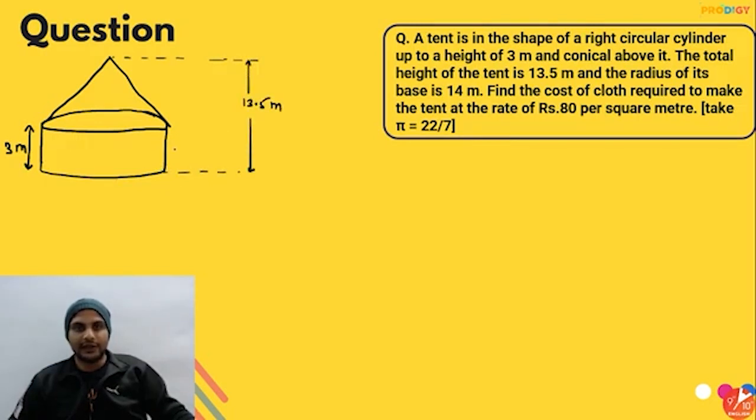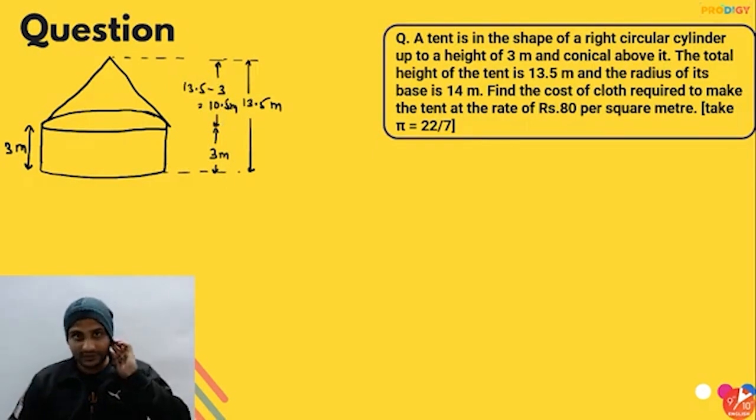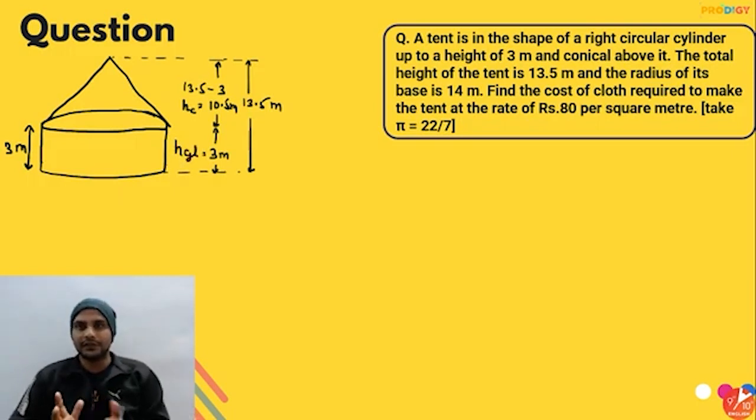You know that height of the cylinder is 3 meters. So the remaining height of the cone will be 13.5 minus 3, which means 10.5 meters. Easy, logic is clear, right? So this is the height of the cone and this is the height of the cylinder. Radius of its base is 14 meters, so radius of the base is same for both. Radius is 14.